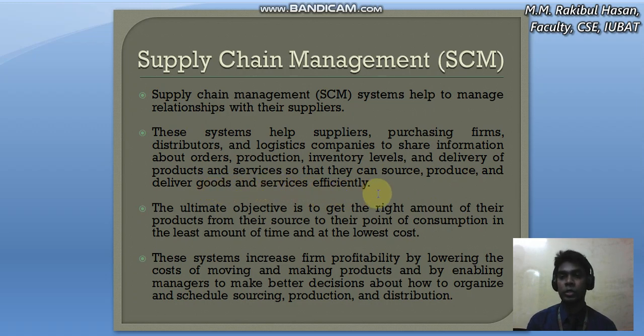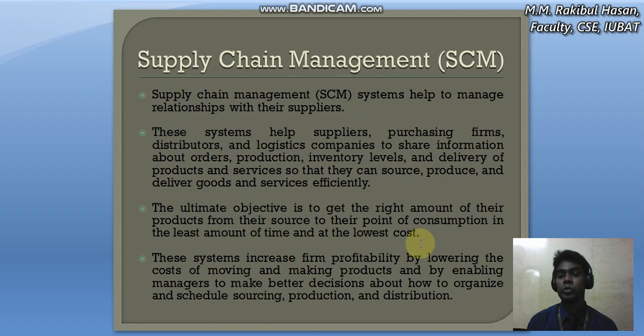Okay, as I already mentioned, with the help of this SCM you will be able to keep all of your stakeholders on the same platform. You will be able to transfer your data or information about the order, about the production, about the inventory level, about the delivery, easily to your stakeholders. It will take less time and less cost. The ultimate objective is to get the right amount of products from their source to their points of consumption in the least amount of time and at the lowest cost, right?